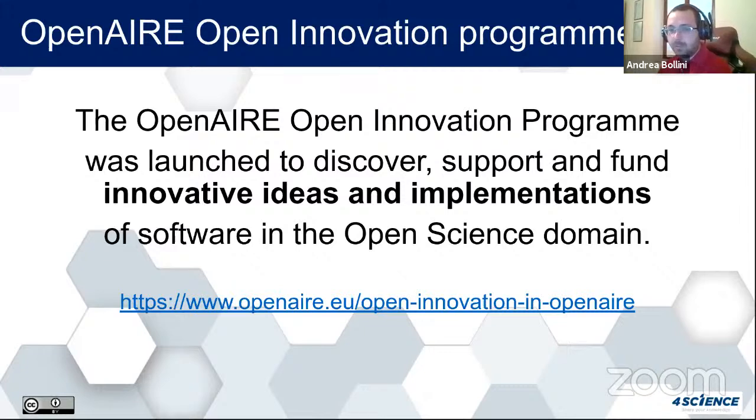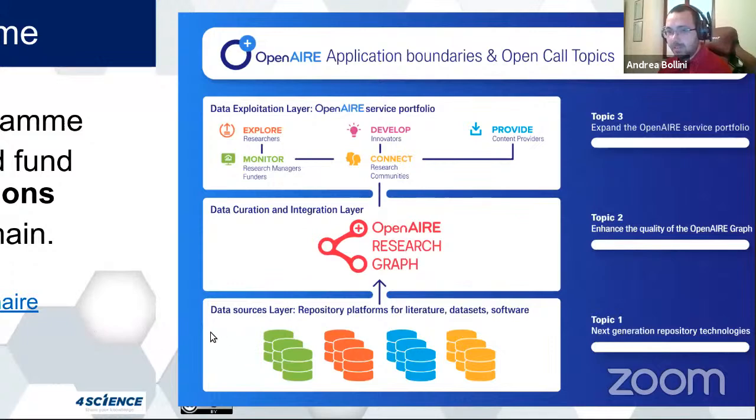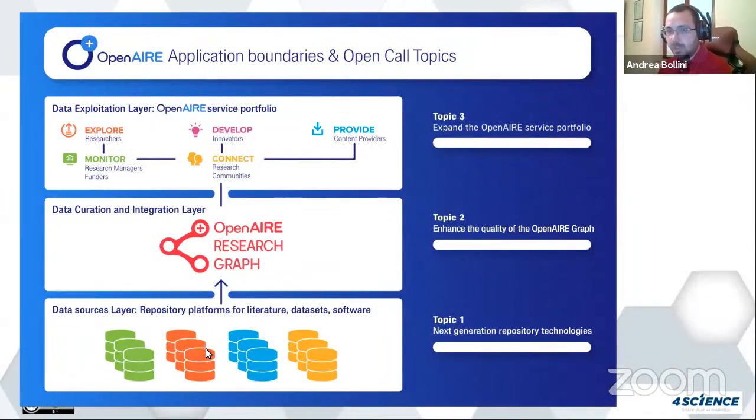Three topics were offered, structured according to the OpenAIRE architecture. The first topic was related to the data sources, mainly the repository platform. The second topic was focused on the integration layer, the OpenAIRE Research Graph, where the data from the previous layer are put together, processed, and transformed into actionable information. The last topic is related to the OpenAIRE service portfolio, built on top of this information.